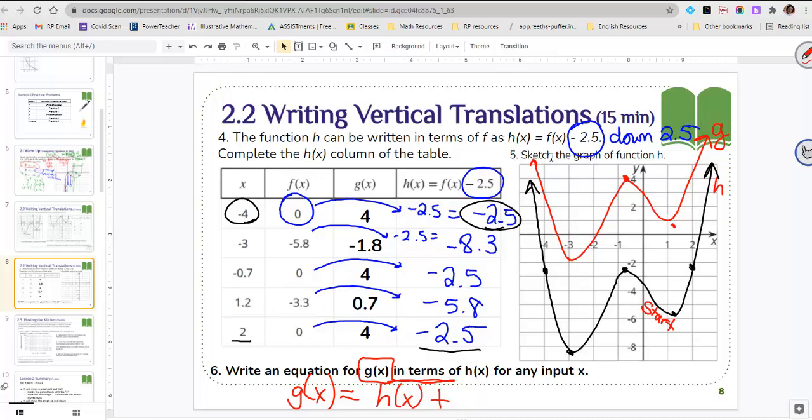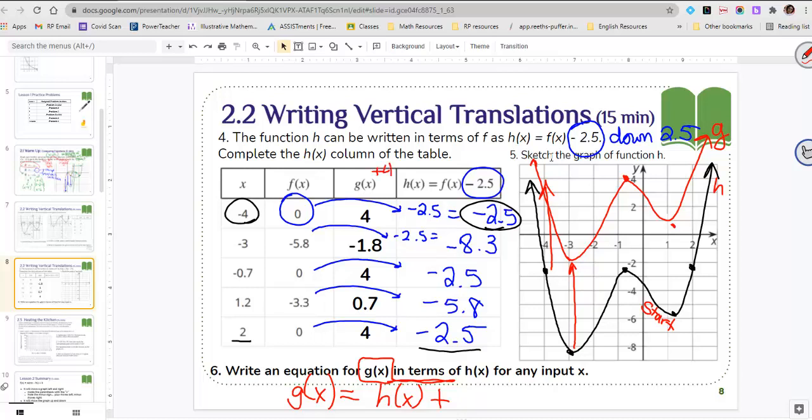I'm going to think, how much do I need to add to get from like a negative 2.5 up to a positive 4? How much do I need to add to get there? How much? 6.5. Nice. So let's see. If we have this one, what was our function? Nice, 6.5.